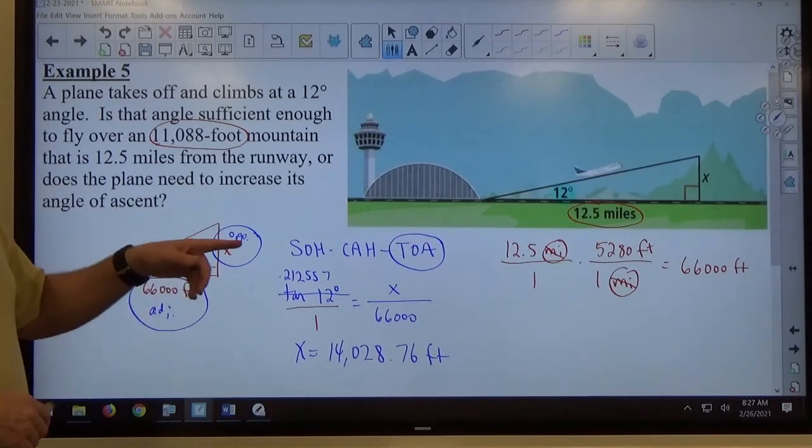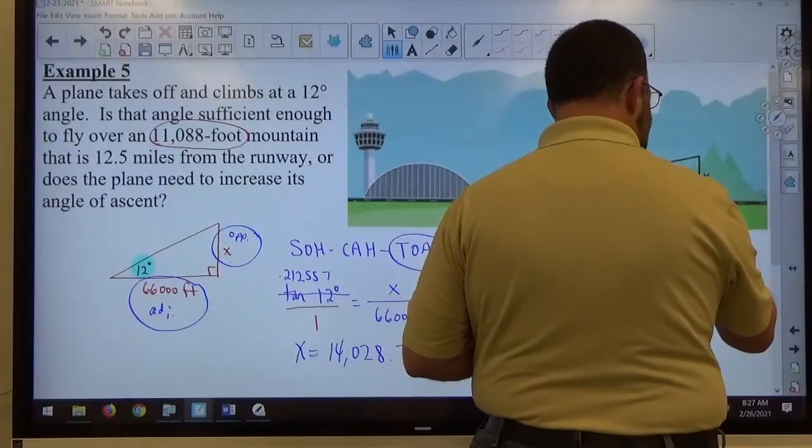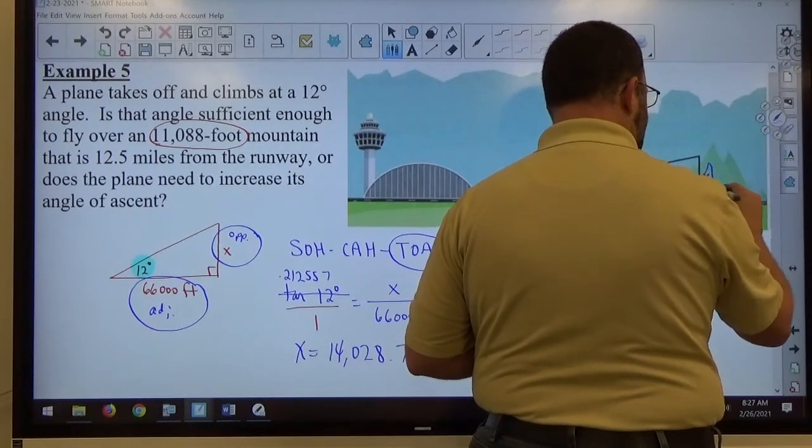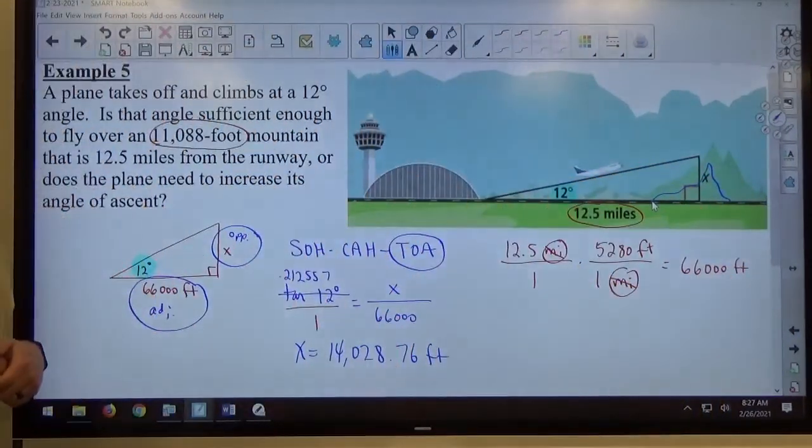So apparently that's a bad picture because maybe the mountain was more like there. Right. He's not going to hit it.